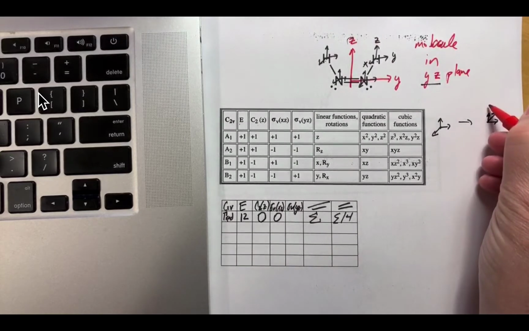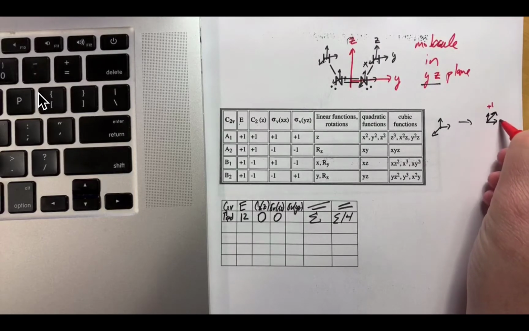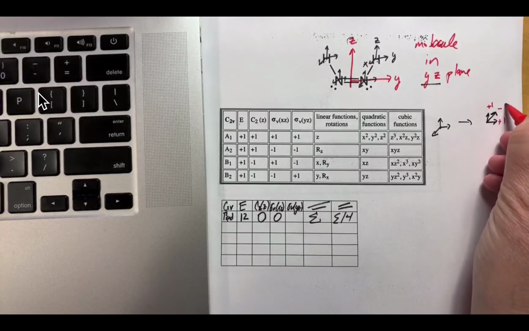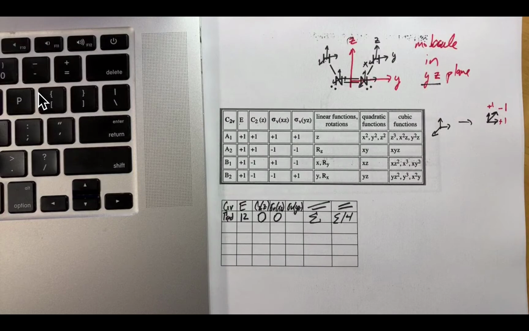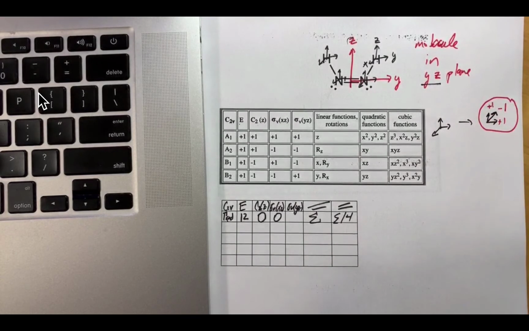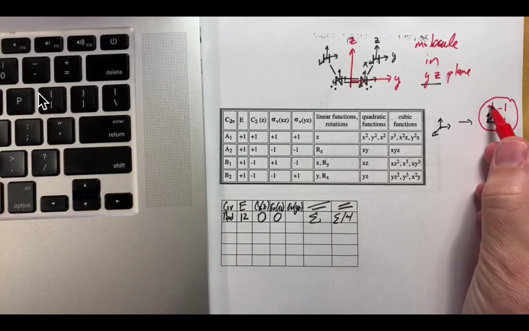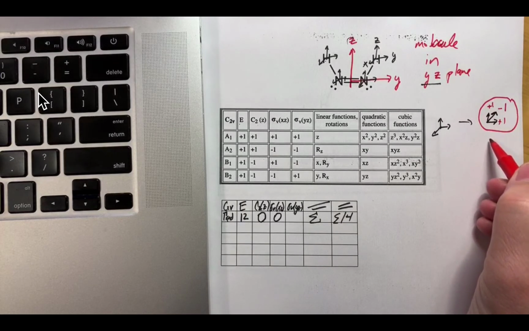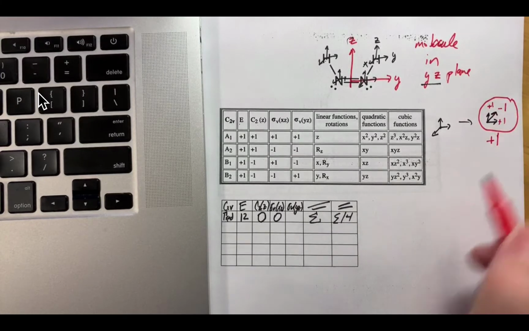So z was left alone, y was left alone, and x was reflected into minus x. Well, to get our character here per atom, we sum these. So plus 1 minus 1 plus 1 gives me my total character of plus 1. Plus 1 minus 1 plus 1 gives me plus 1 overall.